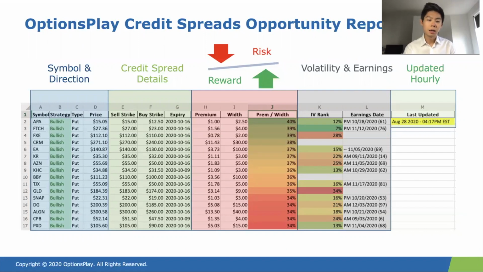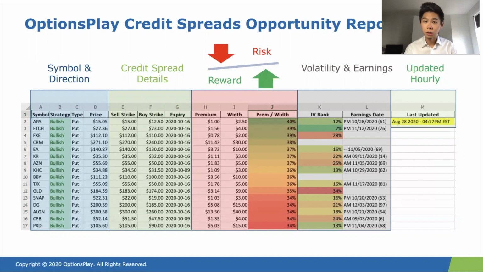And as I said, because the main purpose of these credit spread reports is to make sure that we're reducing risk as much as possible, we've sorted this report based on the risk to reward. We show you the premium that you're collecting as a percentage of the width, which is the total premium that you're playing with. So the higher the income that you're receiving, the lower the amount of risk. This report is sorted so that the best risk to reward are at the top, and as you go down the list, the risk to reward gets worse and worse.